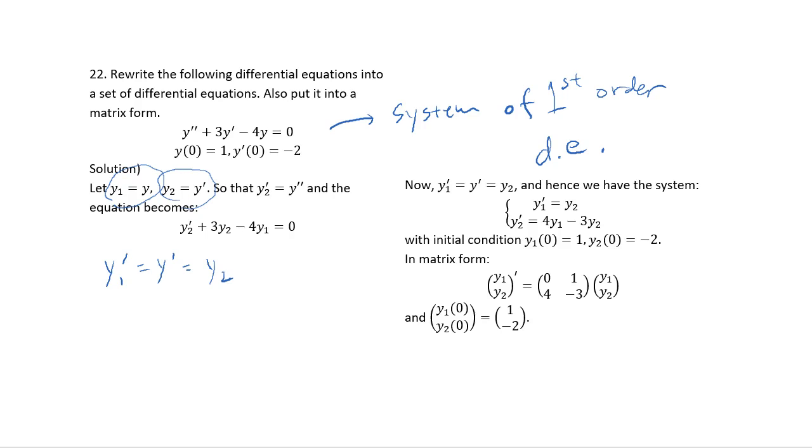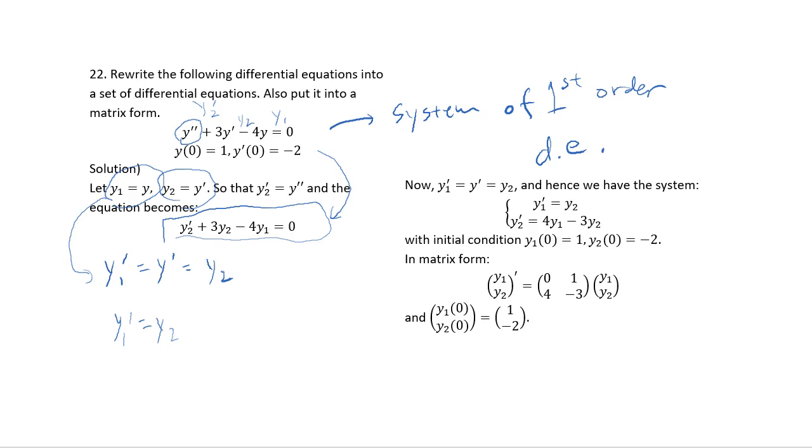So that's one relation you automatically get immediately after this, that y1 prime is equal to y2. The next thing is that y2 prime, since y2 prime is y double prime, you can rewrite this, replacing this one as y2 prime, this y will be replaced by y1, and if you do that, this is what you get.